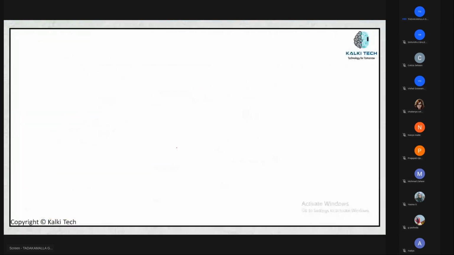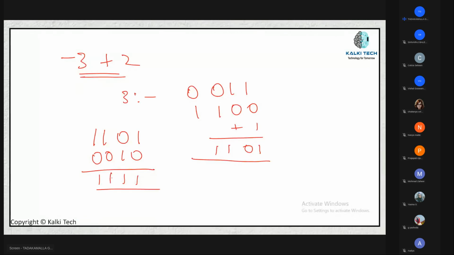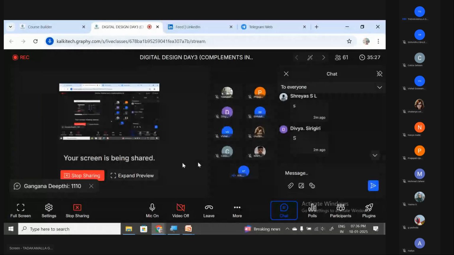Now, if we have minus 3 plus 2, then what are we going to do? First represent 3, 0011, and minus 3 is nothing but 1100 plus 1, that is nothing but 1101. And 2 is 0010, which gives 1111. So here, are we getting any carry?